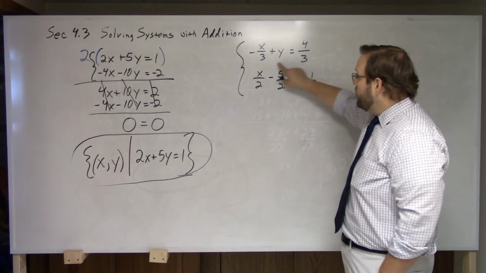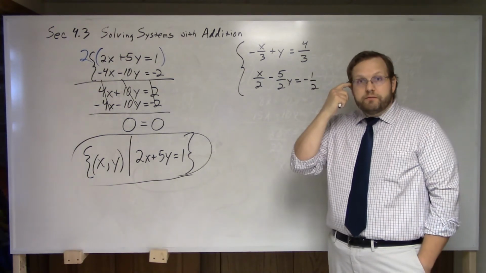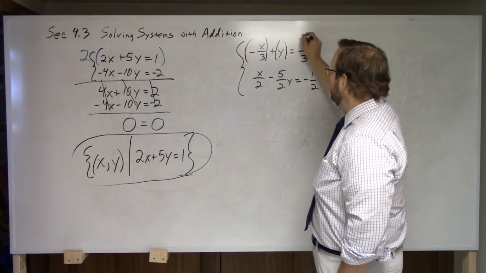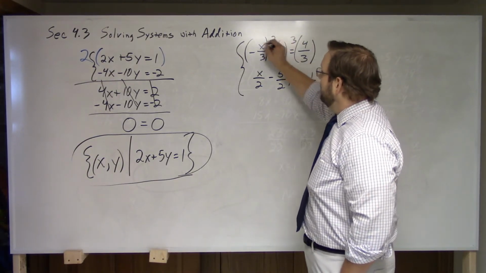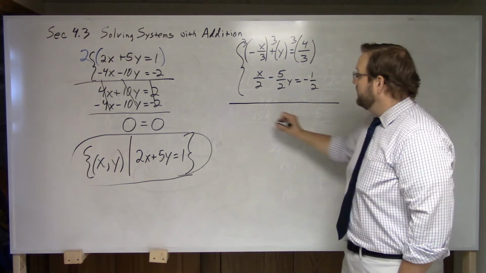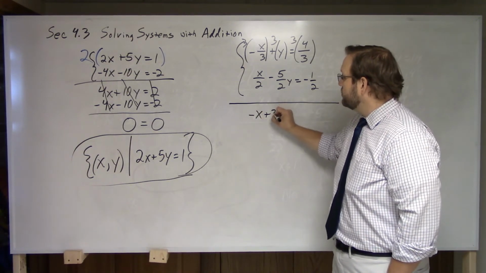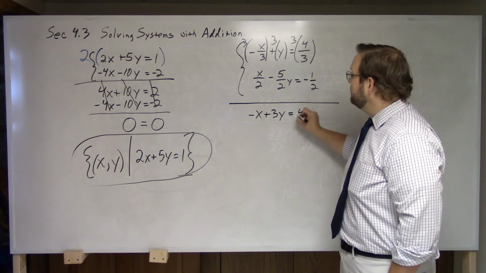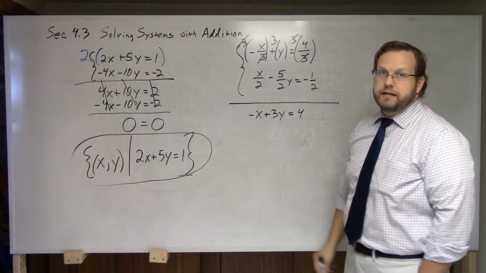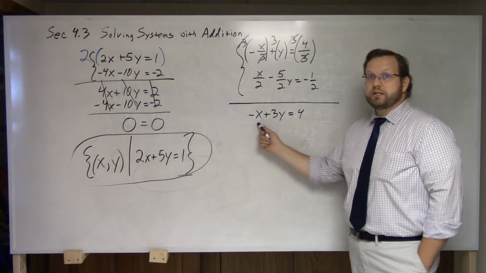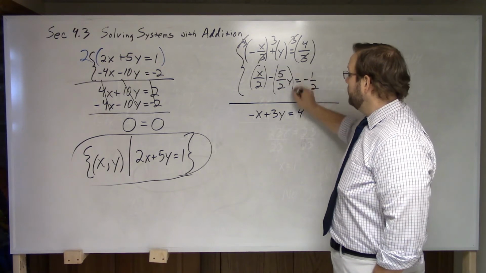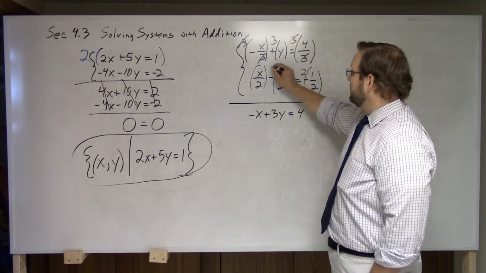So this top equation, I want to get rid of those thirds. So I'm going to multiply every term up here by a 3. What that leaves me with is a negative x plus 3y equals 4, because those cancel, and then that multiplies in the middle. Look at how nice that equation turns. How about here? Here, to clear out all those halves, I'm going to multiply by 2.